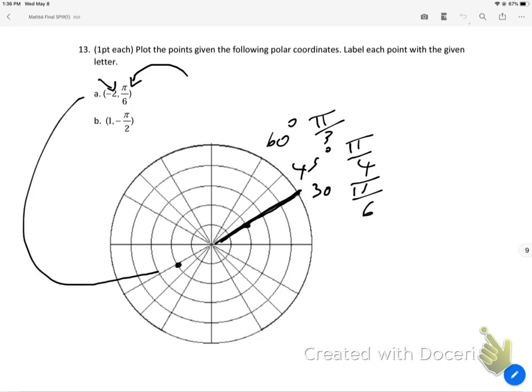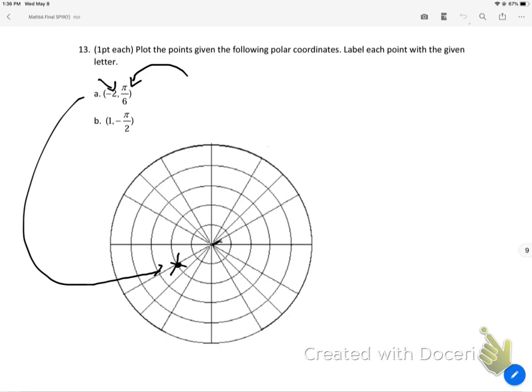So that is that. Again, if you need more examples, look in the book. So I looked at pi over 6, okay, over here again, 30 degrees. And because it was -2, I had to go over to this side to find that -2 over there, 2 on the other side, okay? So that's where that is, okay? So let's take a look at the next one.